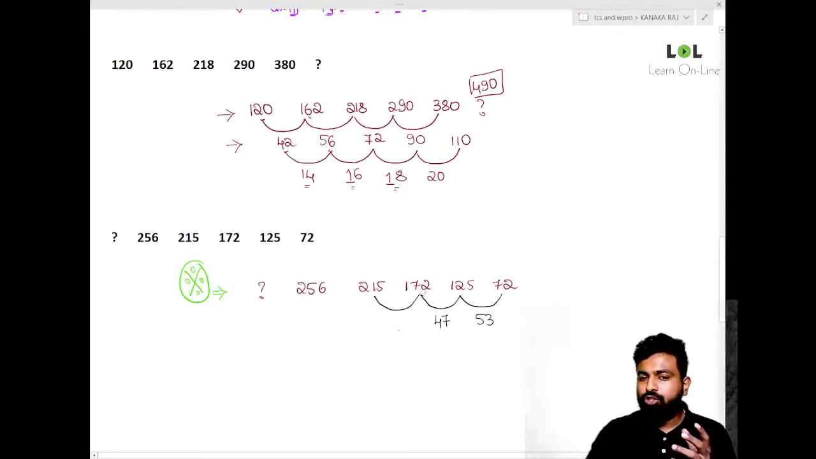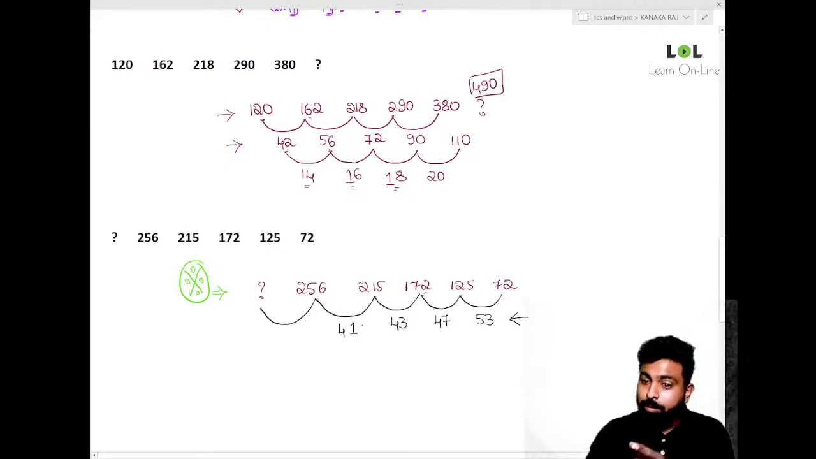Next, 172 to 215. 172 plus 40 gives you 210. 210 plus 2, 212 plus 3. Next difference is 215 to 256. 215 plus 1, 256 is plus 41. Now, if you look at this, you're not able to tell any of the answer. But can I tell that all of these numbers 53, 47, 43, 41 are consecutive prime numbers?